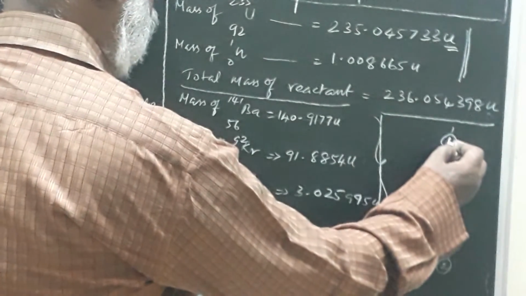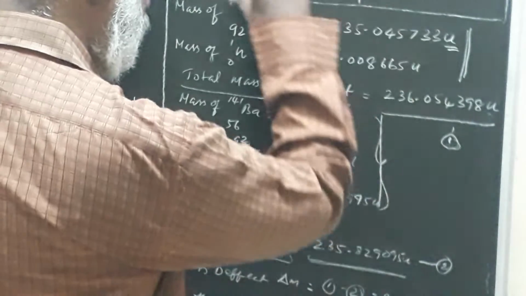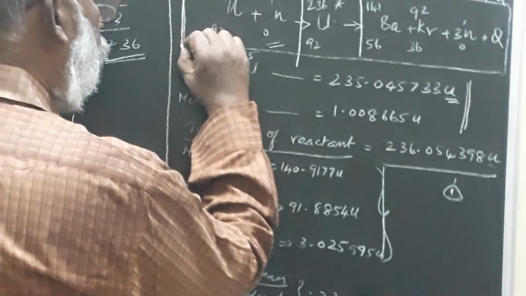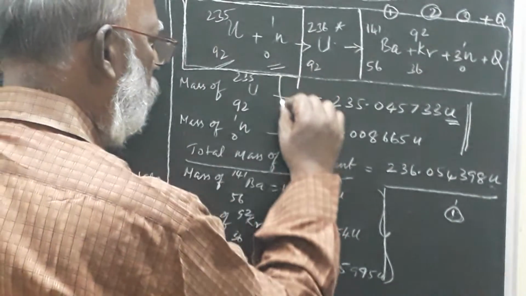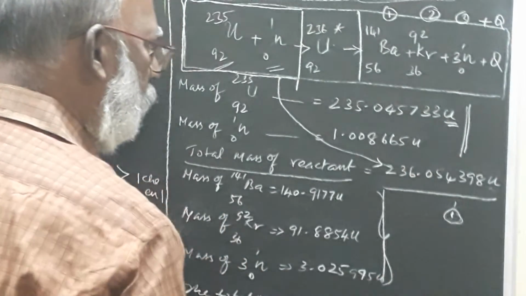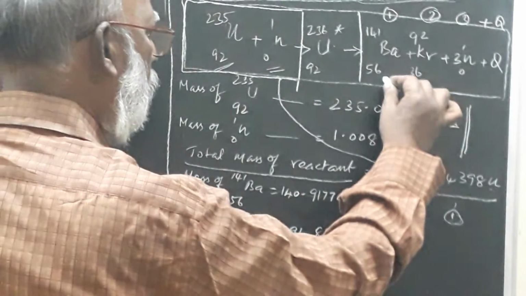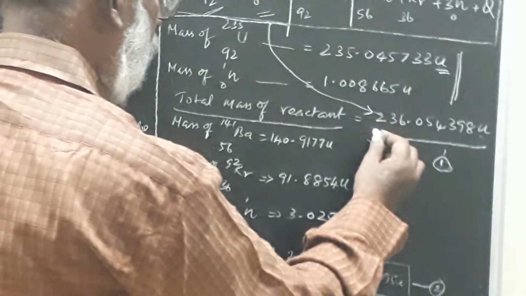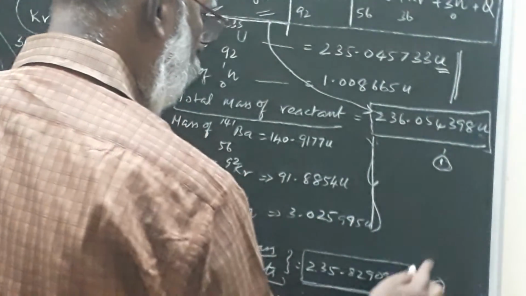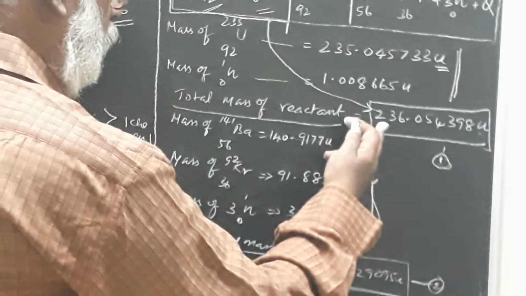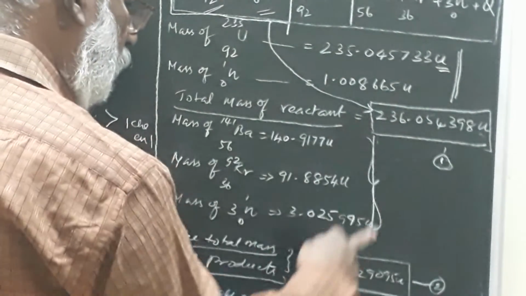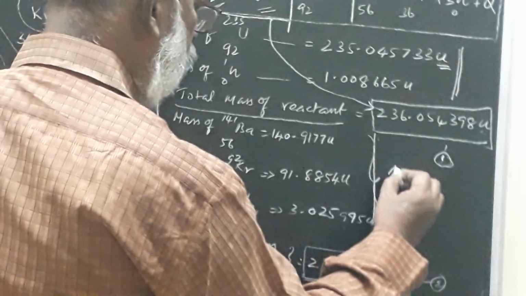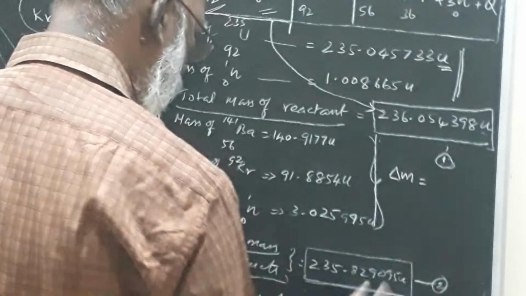In equation number 1, this is the total mass of the reactant, before decay, the absorption of 1 neutron by uranium, and the total mass is equivalent to this value. After decay, the mass is equivalent to the second equation. If you compare these two equations, the reactant mass value is greater than the product's mass value. So how much value is the deficit?